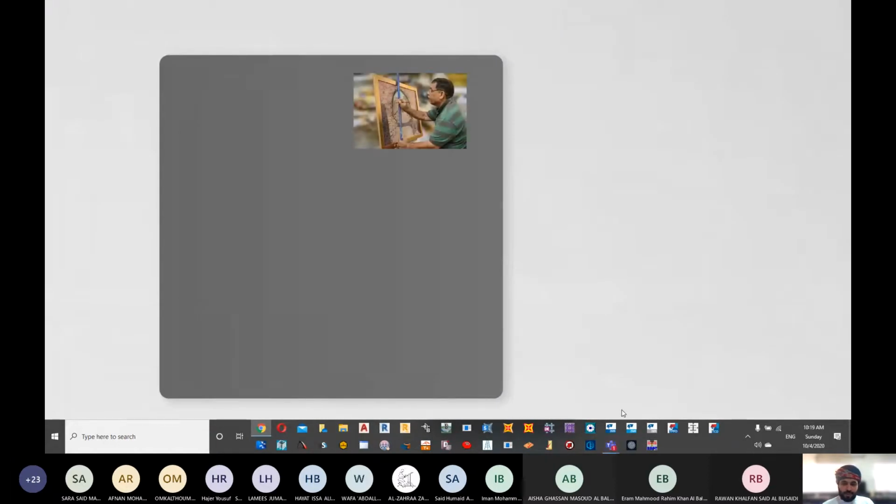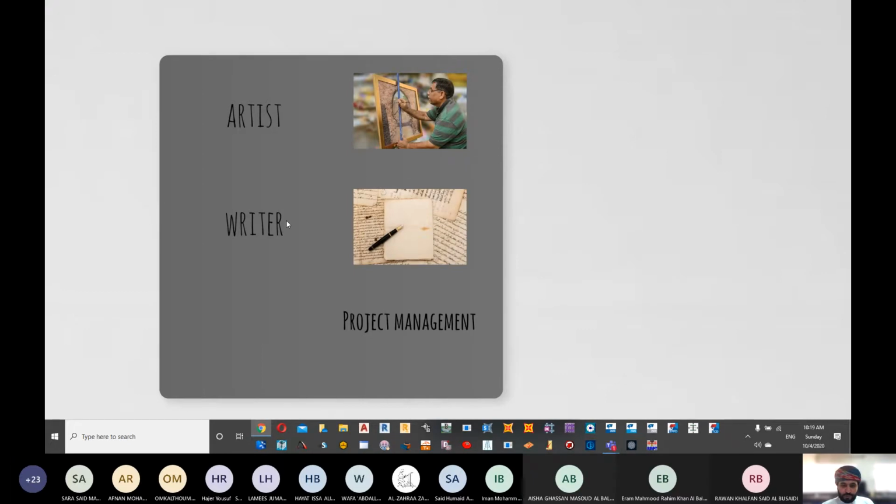So we have different examples just to illustrate for you the definition of a project manager. Okay, so we have a person who is doing art. The person who is doing art is called an artist. The person who is doing writing, we call a writer. The person who is doing project management is called a project manager.